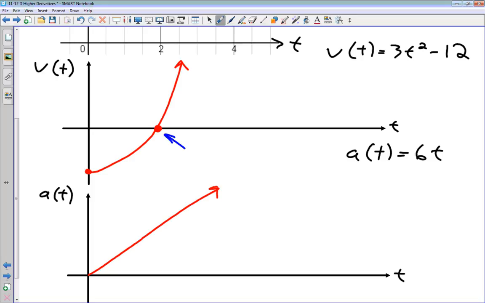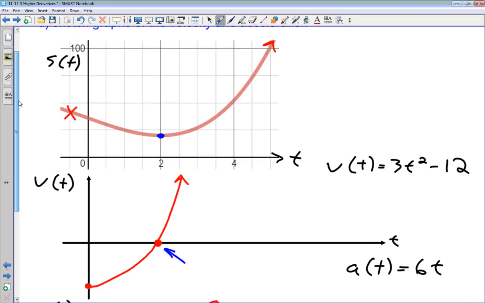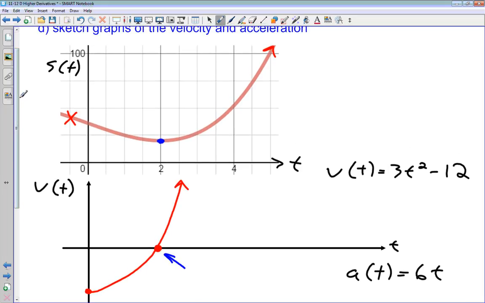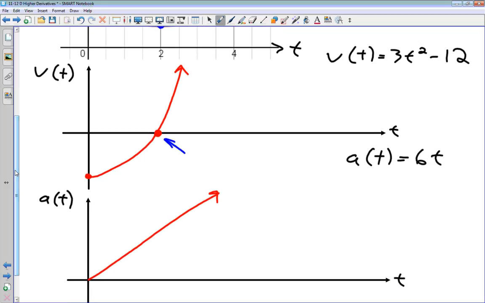So our acceleration function is a linear function. Our velocity function is a quadratic function. Our position function is a cubic function. Okay? So each time you take a derivative, you're sort of going down one order of magnitude in your function. Okay? So from cubic to quadratic down to linear.